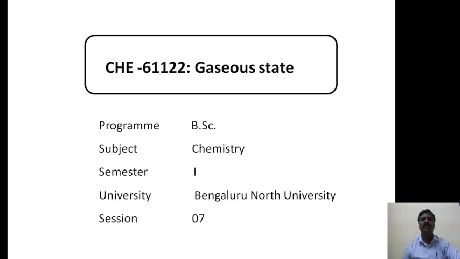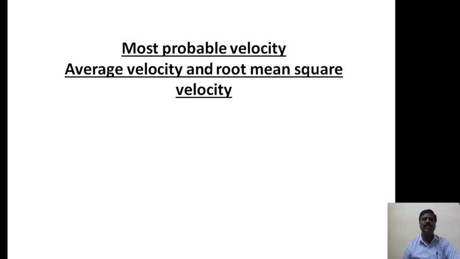Today I am going to discuss the seventh session of chemistry and third session of gaseous state, which belongs to first semester BSc, affiliated to Bangalore North University. In this session, I have to discuss most probable velocity, average velocity, and root mean square velocity.